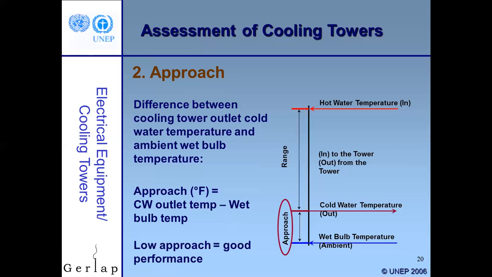High approach is not good. Either it was not selected right, or the tower could be scaled up, or the fill is in bad condition and some of it's collapsed, or the fan's not blowing air right, or you've got a problem. So if your approach goes up, then that's not good. If your approach is at design or what you expect, then it probably means your tower is operating pretty effectively.